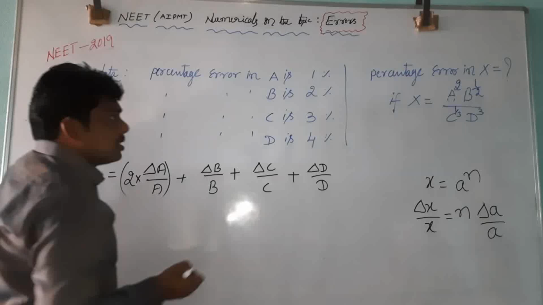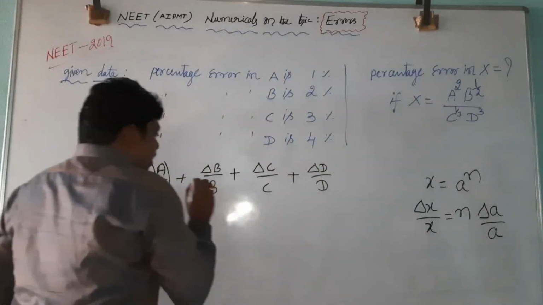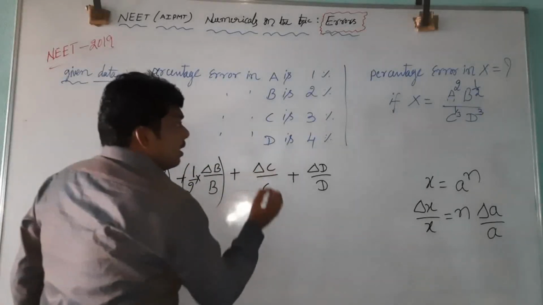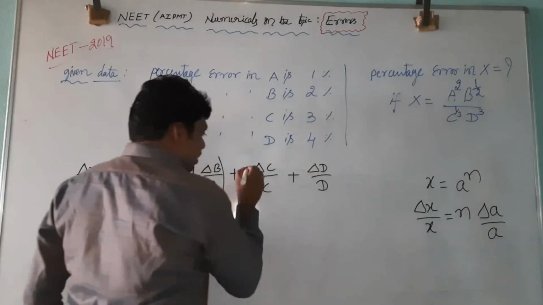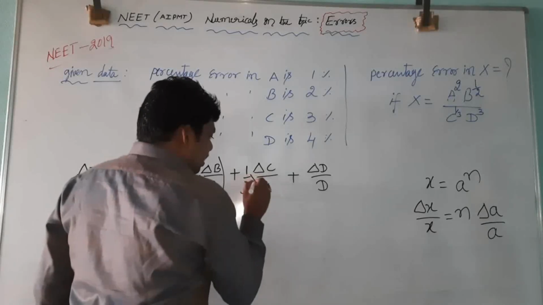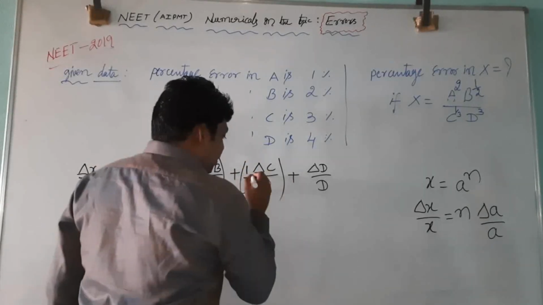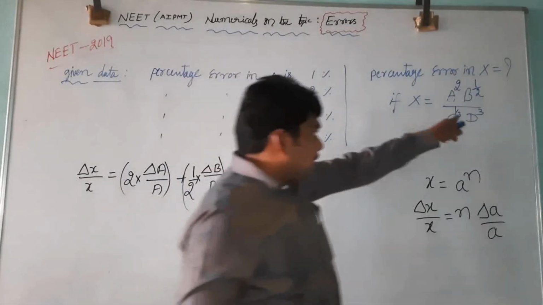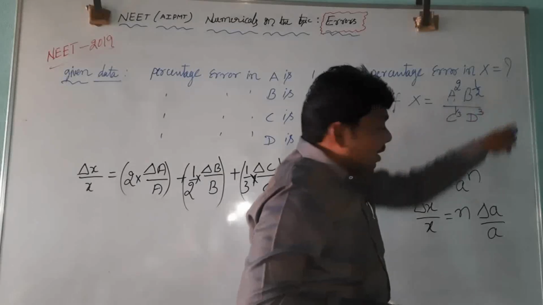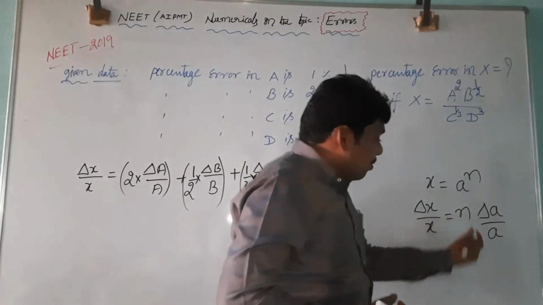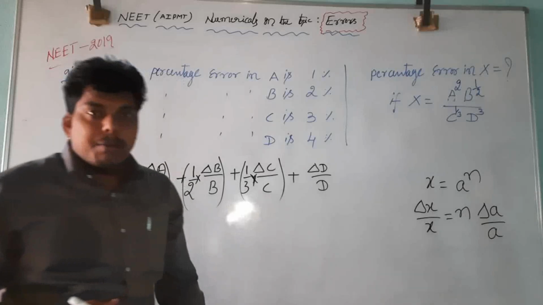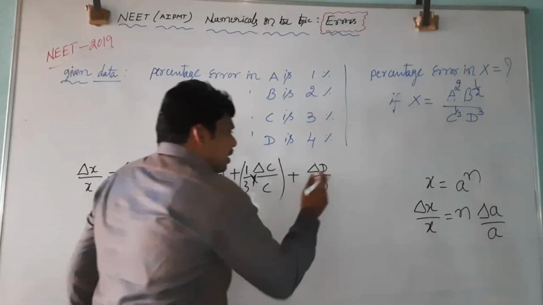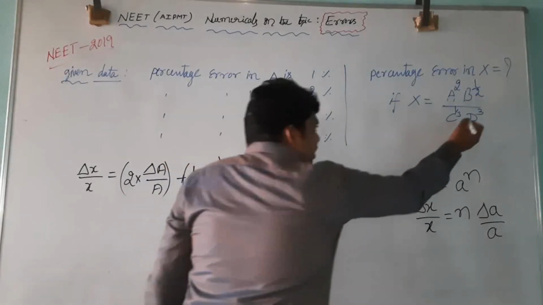Is 4. Next, delta B by B. What is in the power? 1 by 2. Yes. Delta C by C. What is in the power? 1 by 3. You may think, sir, it is in the denominator. What you have to do? Yes, it may be in the denominator or it may be in the numerator. Even if you take this one to the numerator, it will be minus 1 by 3. Already I said, whatever the power you are going to take, we should neglect the sign of that one, means we should not consider the minus, we should consider the magnitude only. Delta D by D, what is the power of D? That is 3.